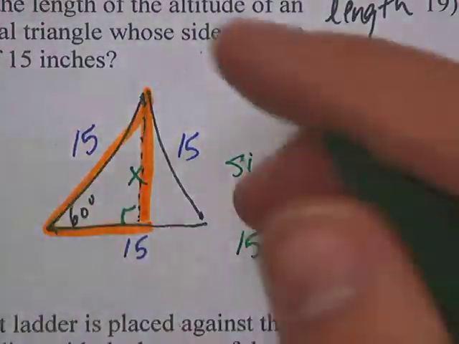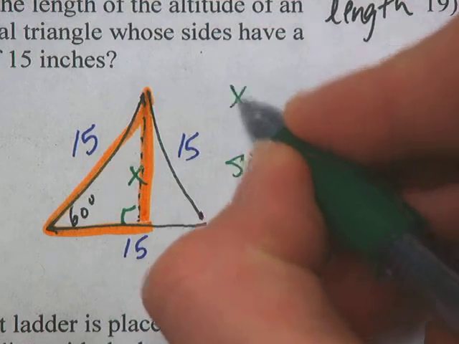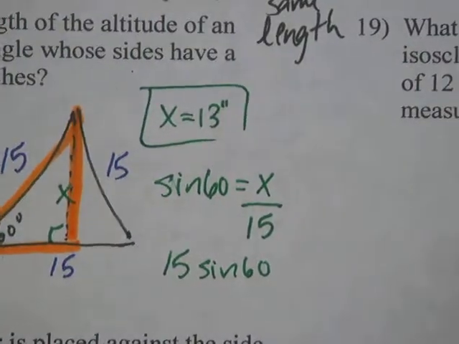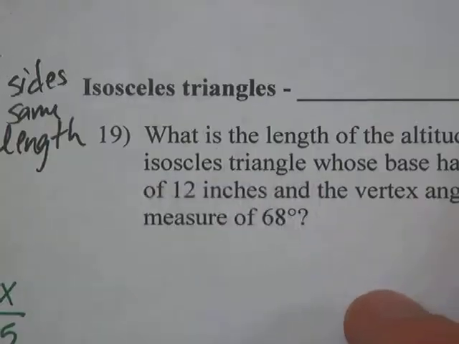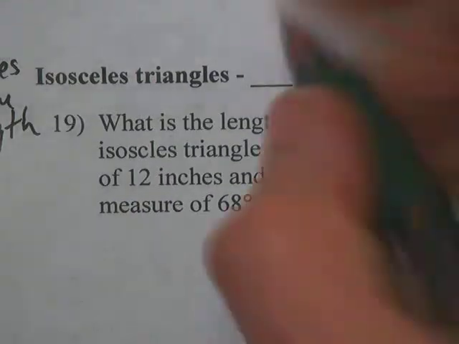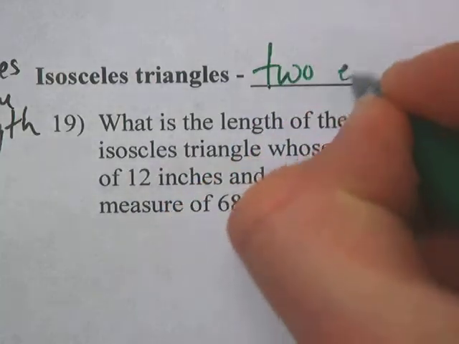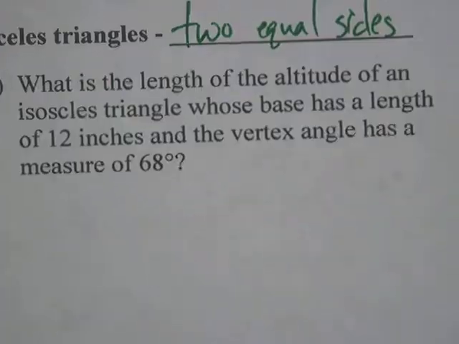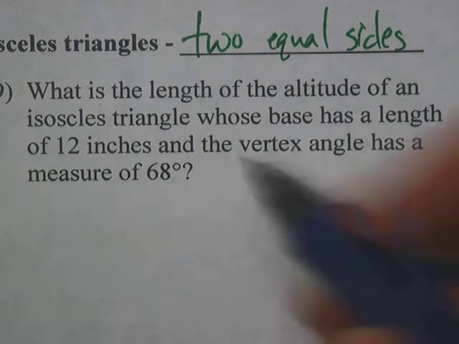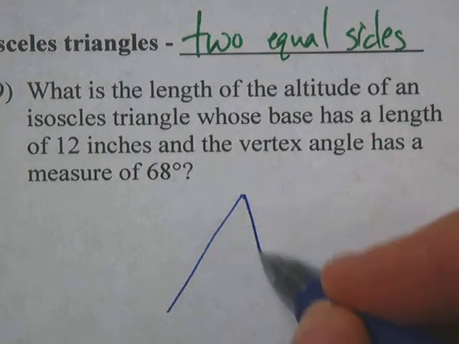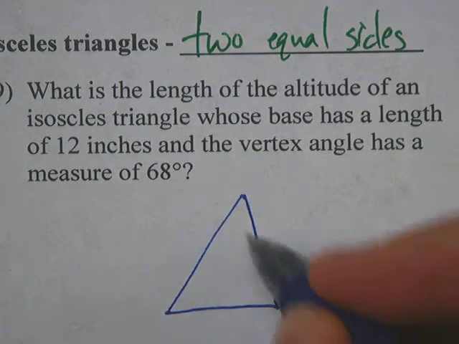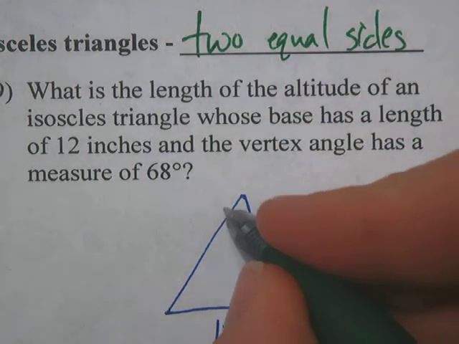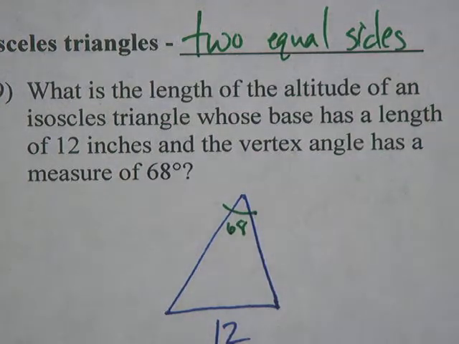Well, can I use sine of 60? Sine of 60 is equal to opposite over hypotenuse. Right? From this angle, opposite over hypotenuse. So 15 sine of 60 is what I'm going to type in the calculator. 15 sine of 60. Move down. 12.99, which rounds up to be 13 inches.